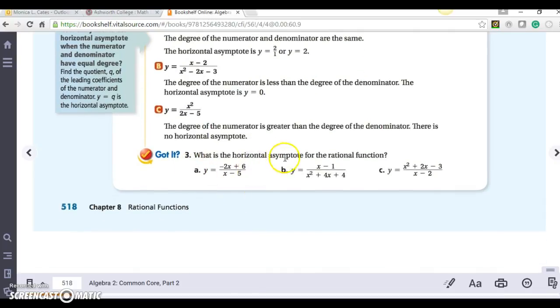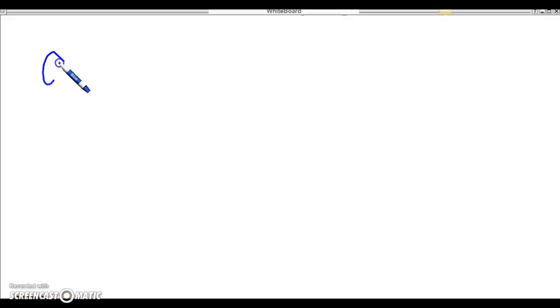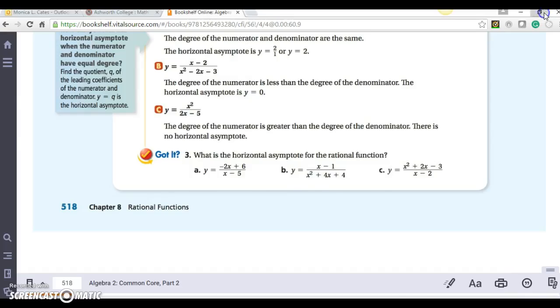So we have, what is the horizontal asymptote for the rational function? So I have, for the first one, my degree is 1, and my degree is 1 here. So that means that my coefficients I'm taking are 2, negative 2, and 1. And so my horizontal asymptote is y equals negative 2.